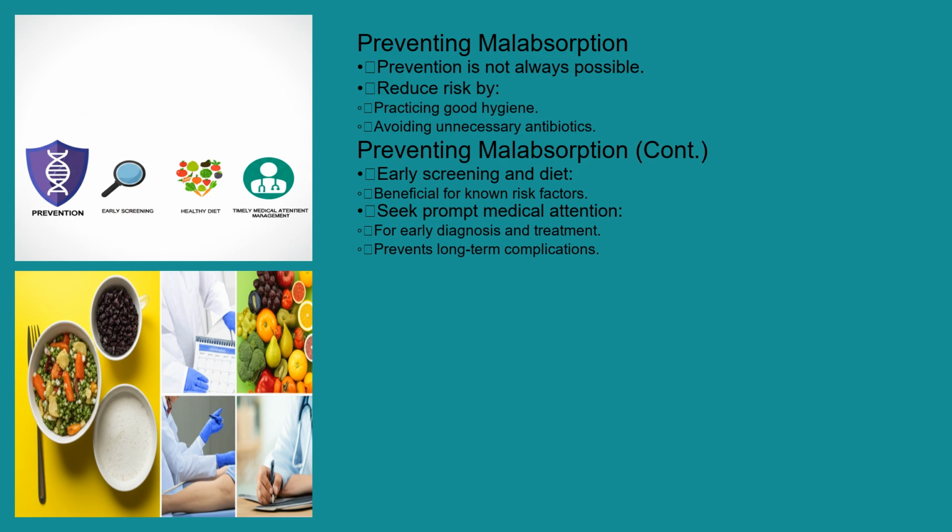Preventing malabsorption is not always possible, especially when the underlying cause is genetic or related to a pre-existing condition. However, there are steps that can be taken to reduce the risk. Practicing good hygiene, such as frequent hand washing, can help prevent infections that can damage the intestinal lining. Avoiding unnecessary antibiotic use can help maintain a healthy gut microbiome. For individuals with known risk factors, such as a family history of celiac disease, early screening and dietary modifications can be beneficial. If you have symptoms suggestive of malabsorption, seeking prompt medical attention is crucial for early diagnosis and treatment, which can prevent long-term complications.